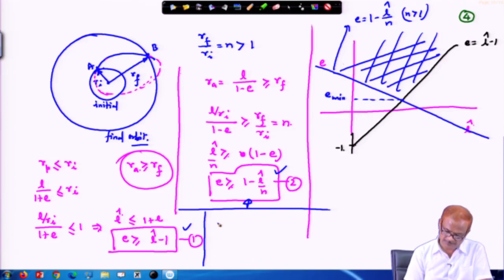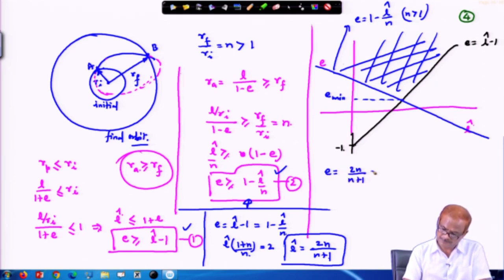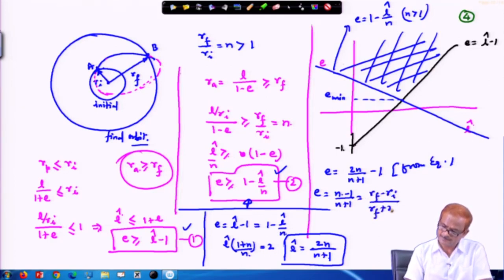So, as usual we solve for E minimum: L cap minus 1 equal to 1 minus L cap divided by n. And this implies L cap equal to 2n by n plus 1, minus 1 from equation 1, or E equal to 2n minus n minus 1, so n minus 1 by n plus 1. So, this is R f minus R i divided by R f plus R i.